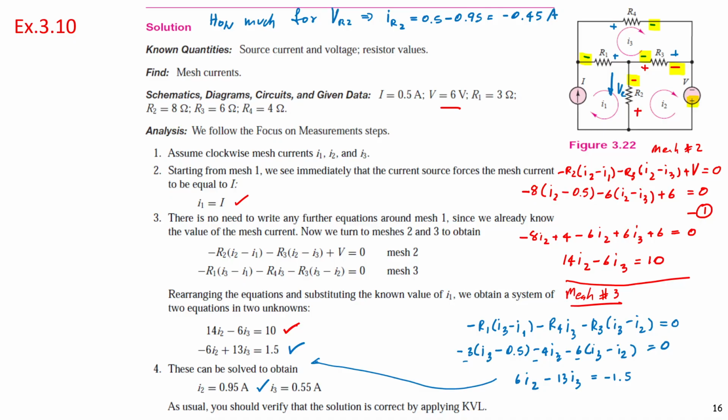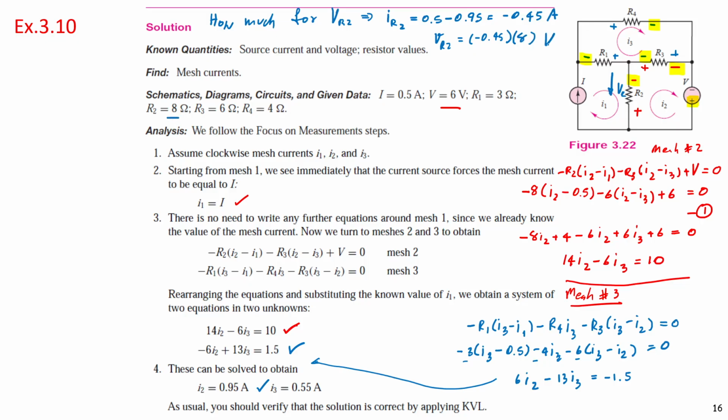The current flow across R2 is I1 minus I2 in this direction, so we get a negative value. So in fact, the current flows in the upper direction. And the voltage would be minus 0.5 into R2, which is into 8.